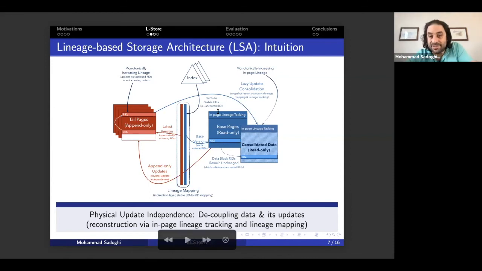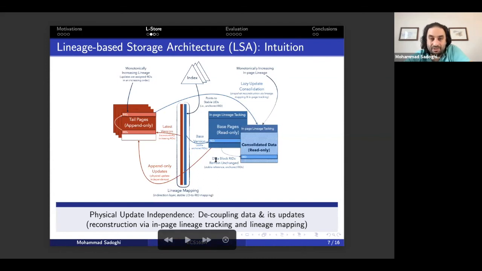So that's why these base pages are read-only. These tail pages are append-only. In fact, the base pages start as append-only because once I allocate a new base page, I start inserting my new records. Once that base page is full, I need to allocate a new page because I want to do insertion. Insertion goes to base pages, update and deletion goes to tail pages. But once something is full, it becomes read-only. Once the tail page also becomes full, it also becomes read-only. So that's the read-only part.